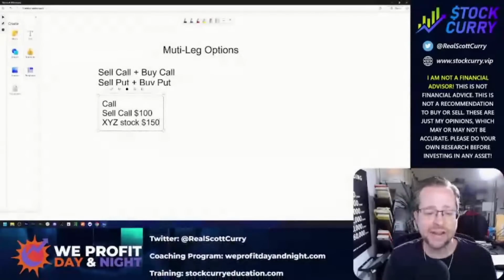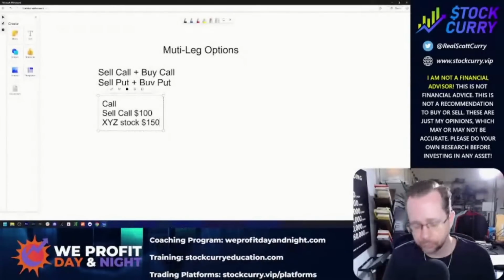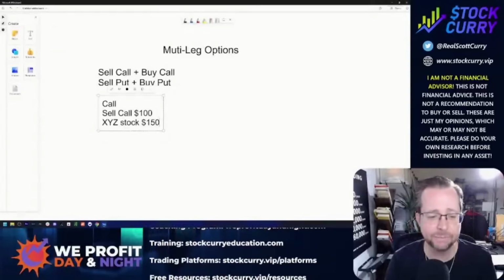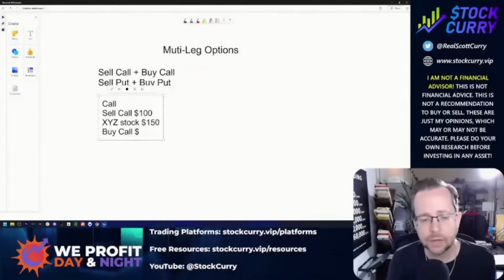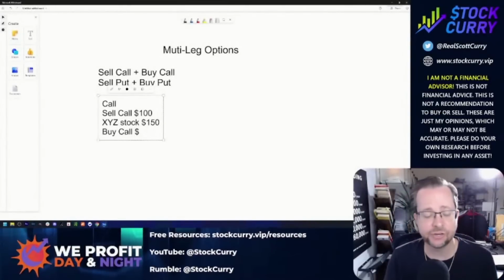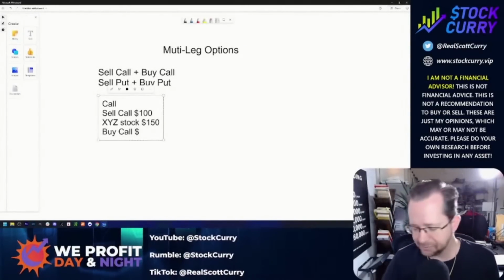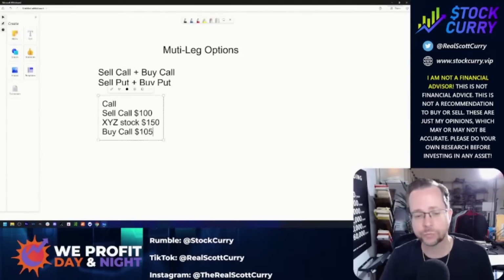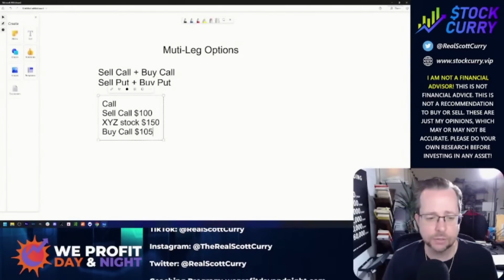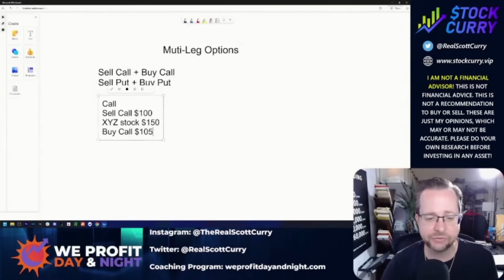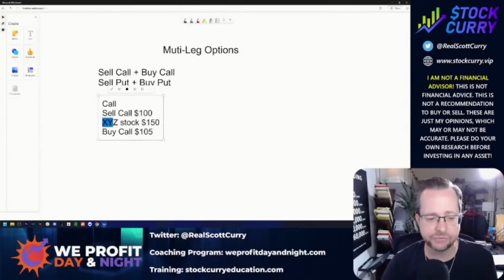So how can I do this if I don't own the shares? Well, very simply, I can buy a call. Now, what am I willing to buy those shares for? Well, maybe I'm willing to buy it for 105. Now what happens? Now, this XYZ stock ends at $150.